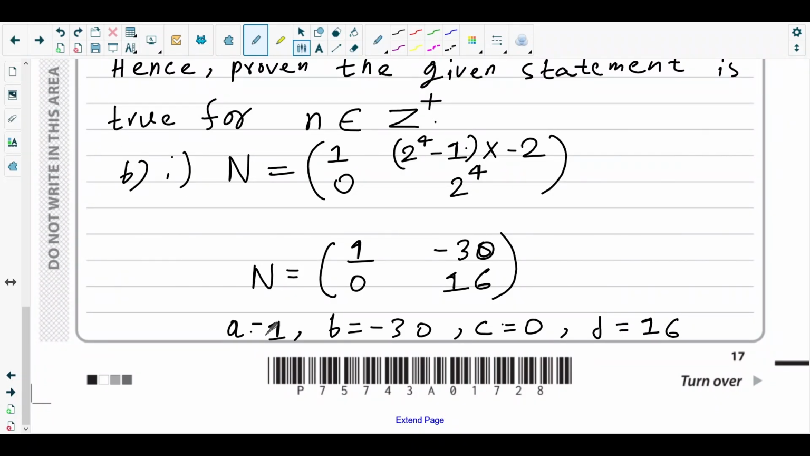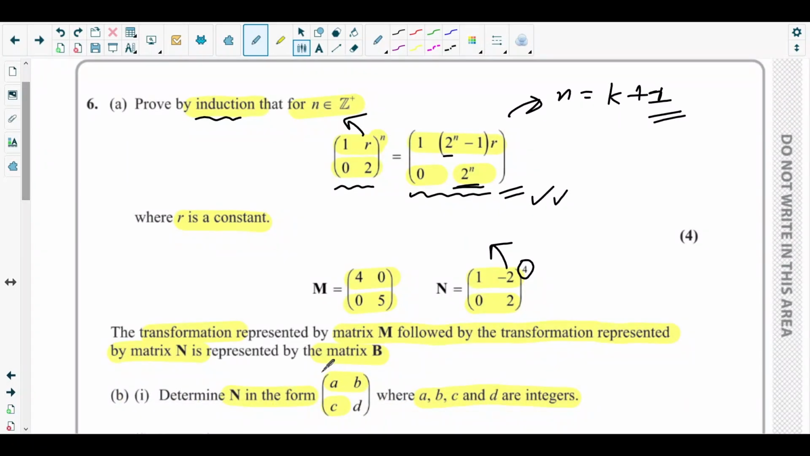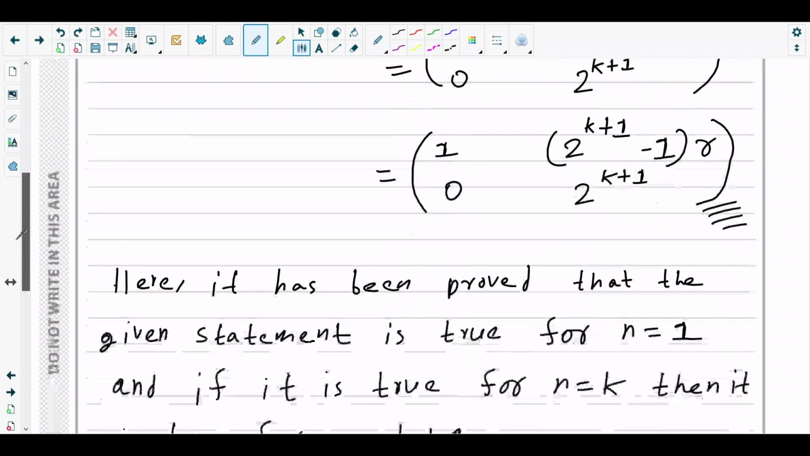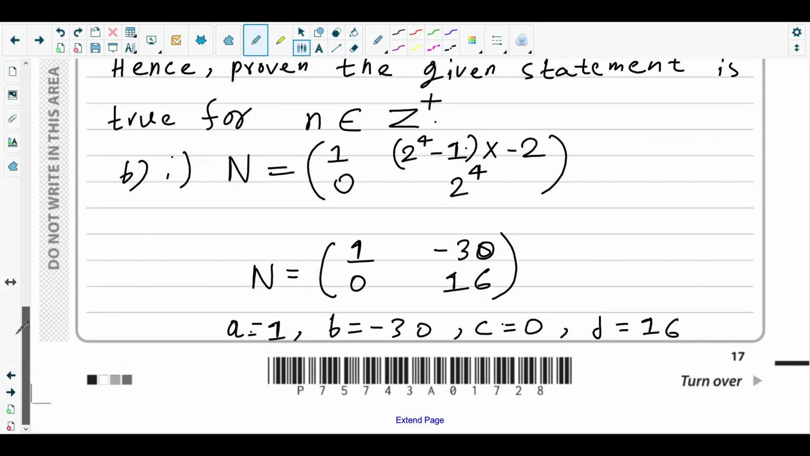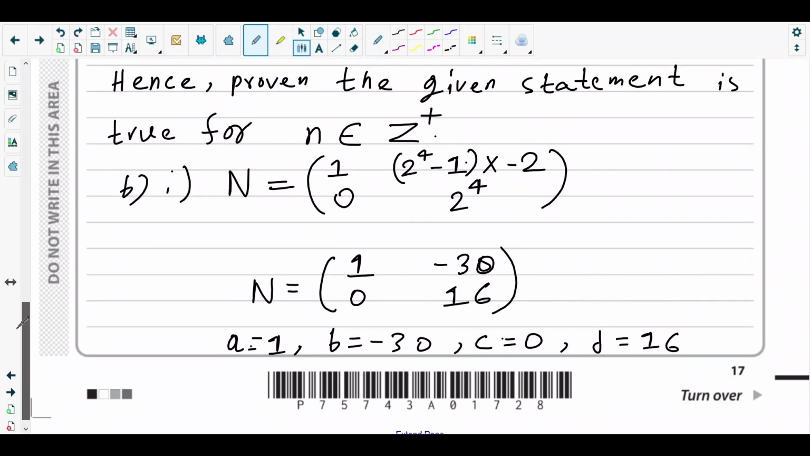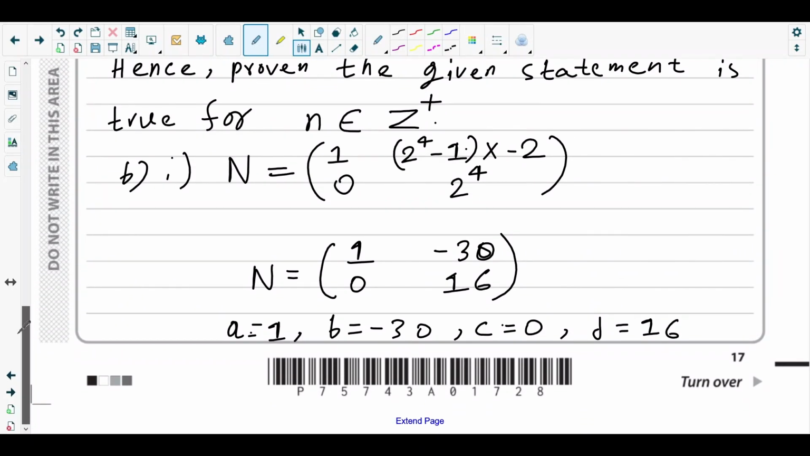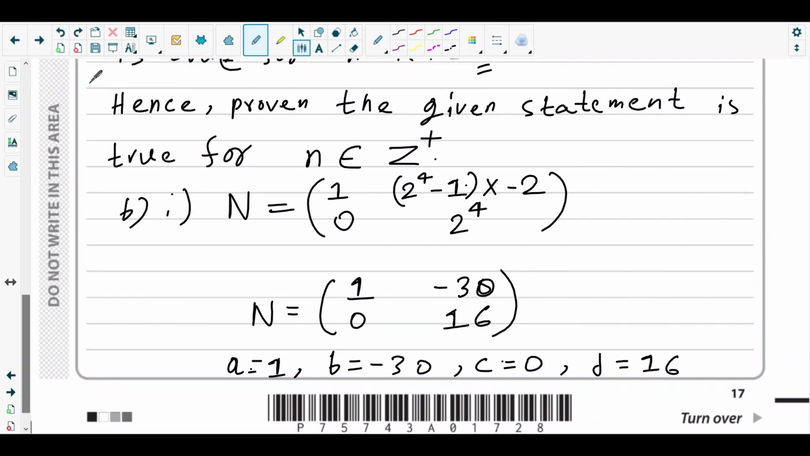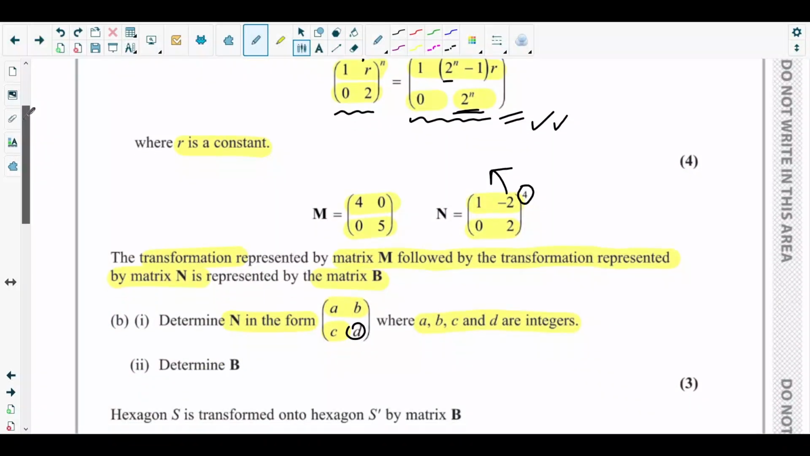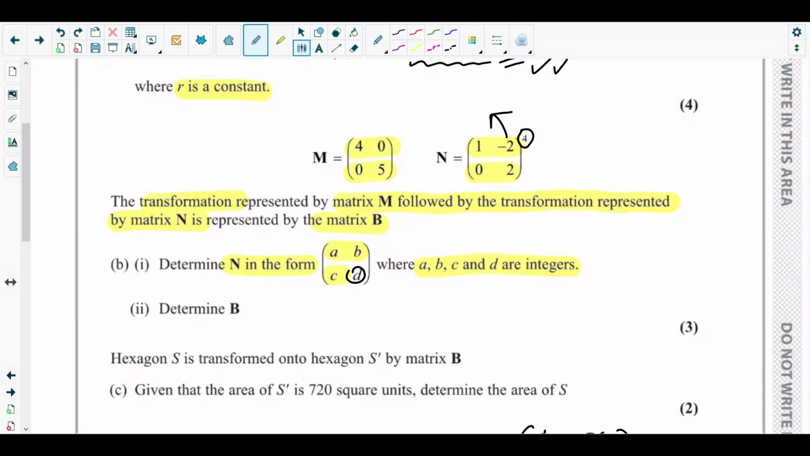Isn't that the format the question has asked for? A, B, C, D. Exactly, that's the format the question has asked for. And that's the answer for part B1. Fine. Next is part B2.